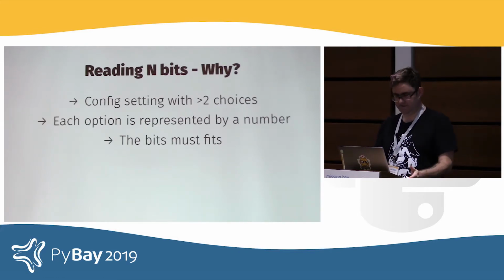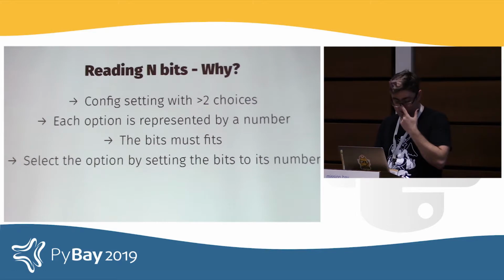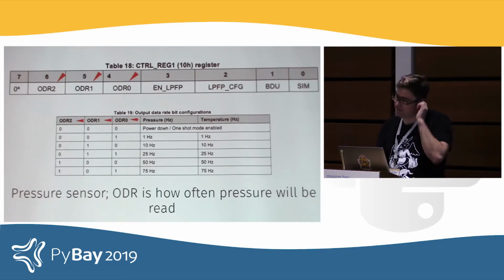And the bits must fit, right? So the number that you're setting has to fit within the number of bits that you're specifying. And so you select the option by setting the bits in the register to the appropriate number. Here's an example of that.